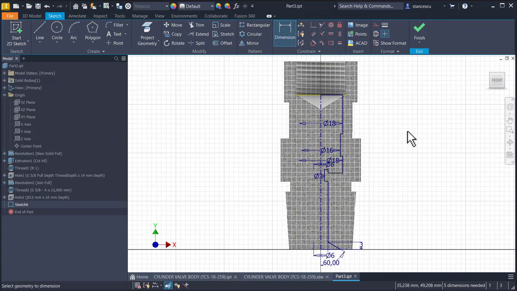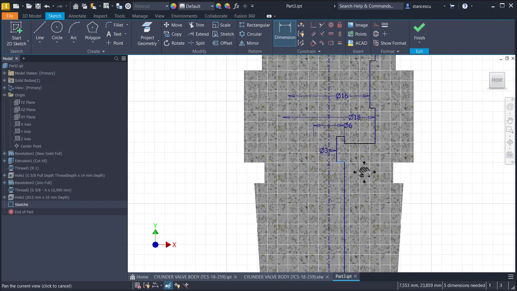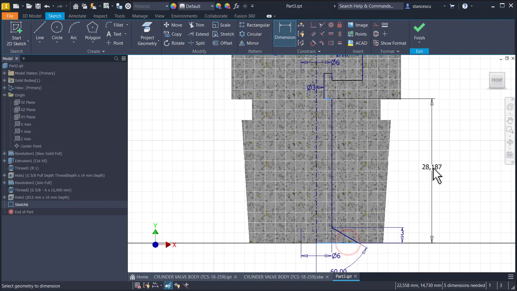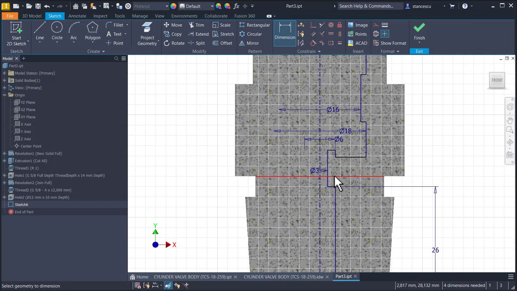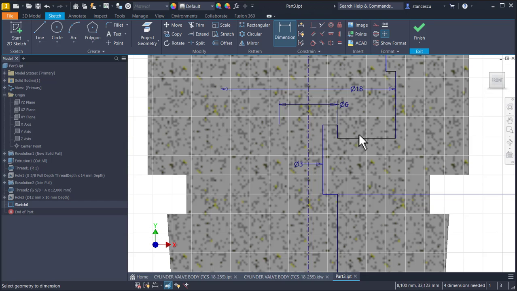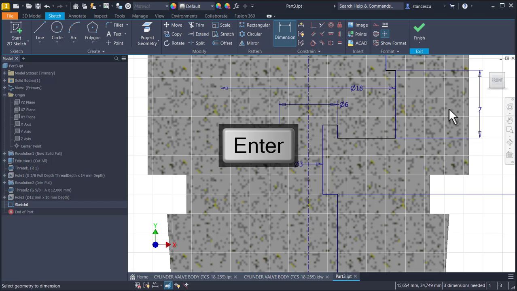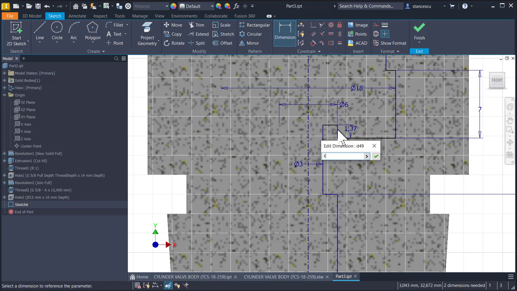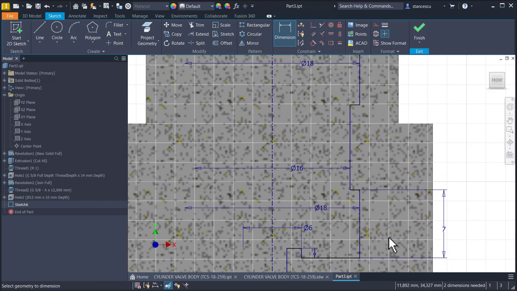Very nice. Now vertical from this to the end is 26. This is 7. This is 1 millimeter. Then 8.